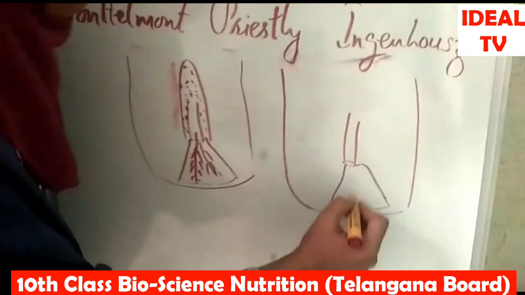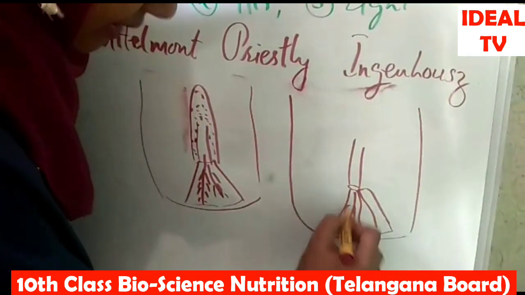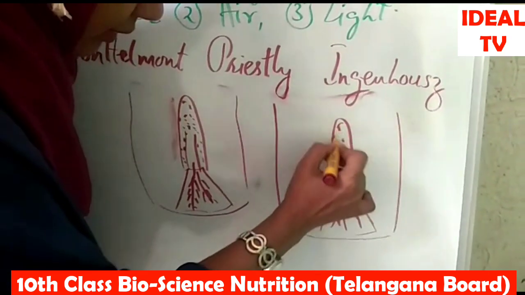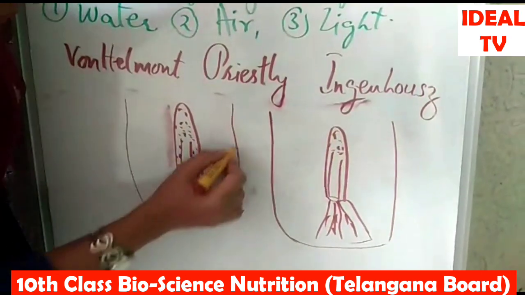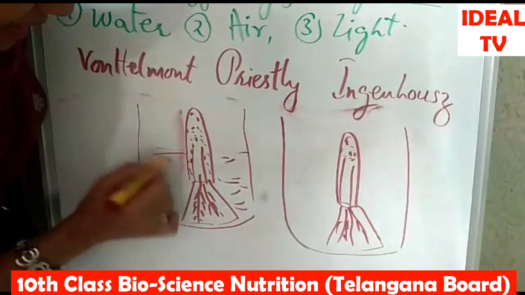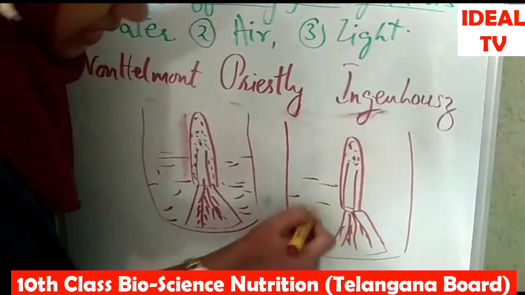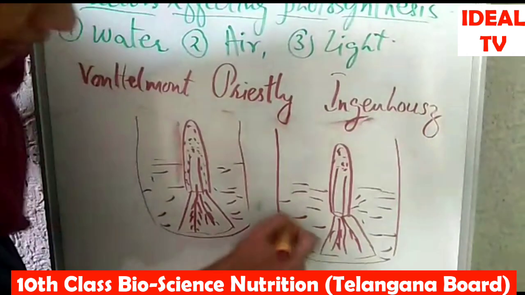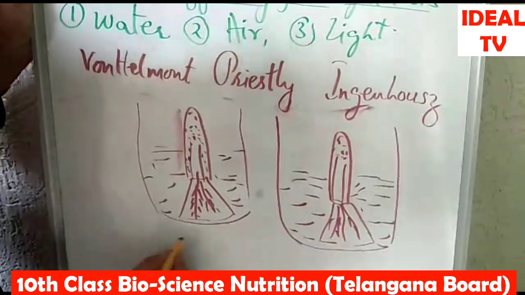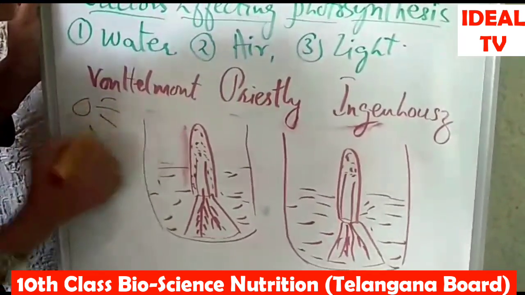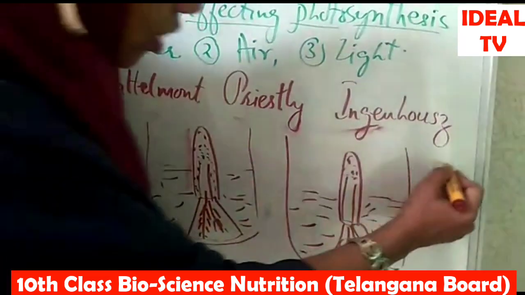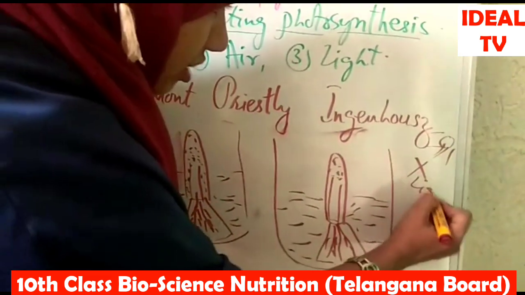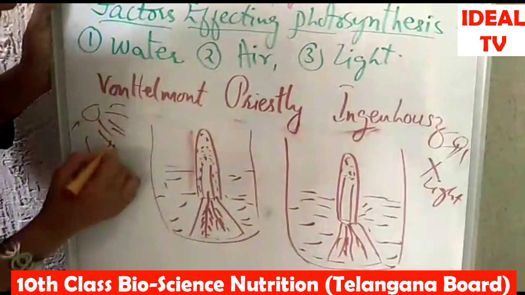Here is the funnel. Here we have the hydrilla plants to which we added a test tube filled with water. Inside this beaker we have water. So this same experiment is under two different situations. This is where we have the light and this is no light. Light is not possible here, whereas light is possible here.